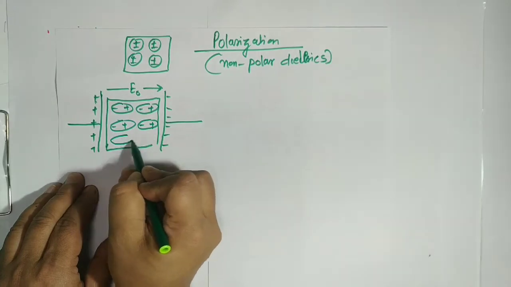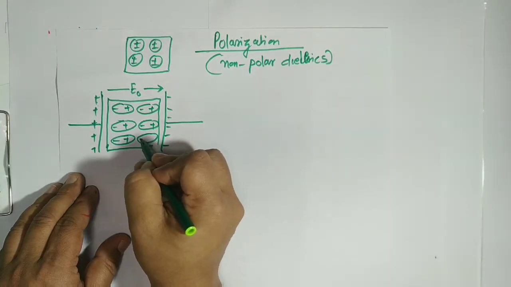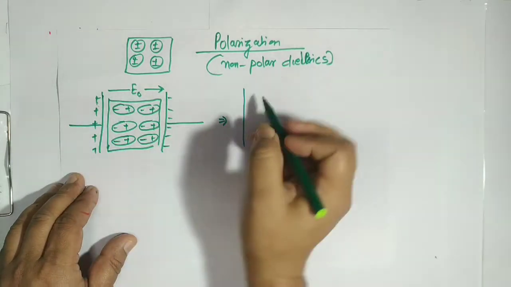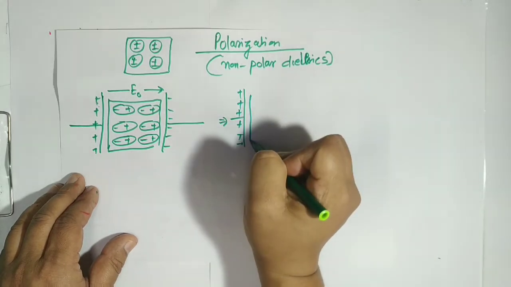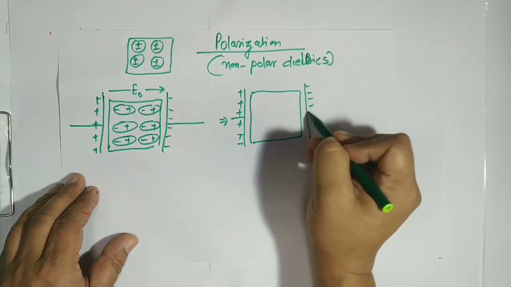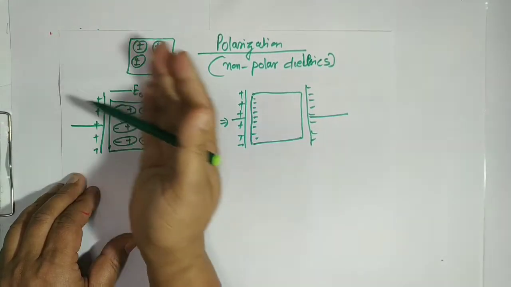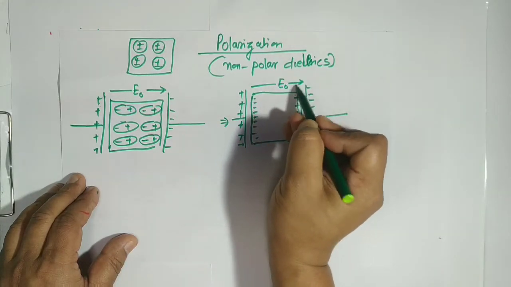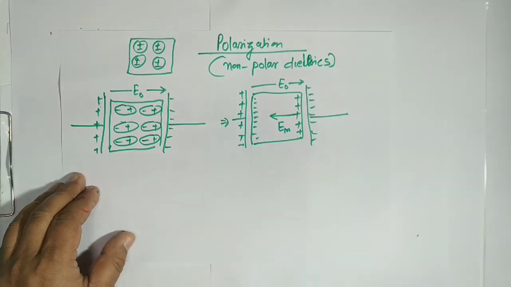Now I think you got it. This positive will attract the negative of this non-polar dielectric. Then what happens after this? Because the external field is there, the dielectric slab will have all the negative charges on this side and positive on this side. And this is the external electric field. Do you know what will happen? Inside there will be an induced electric field.